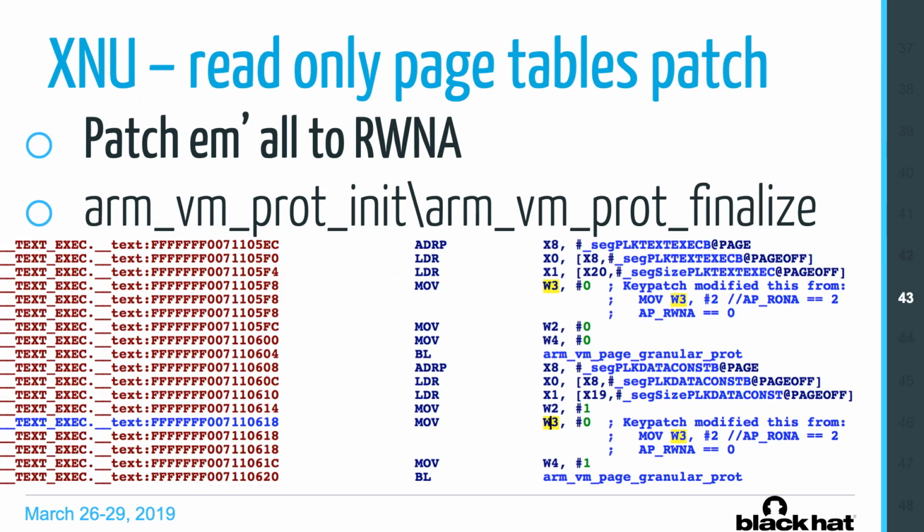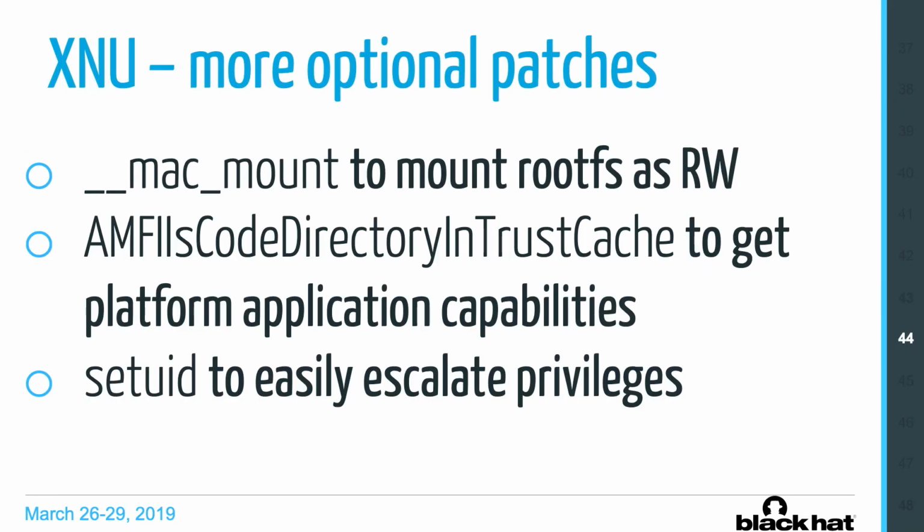But if we can patch a kernel, we can disable it during rmvm prod init or rmvm prod finalize. In my case, I just remap all the region to be readable, writable, and executable. There are a few more things that we can patch.